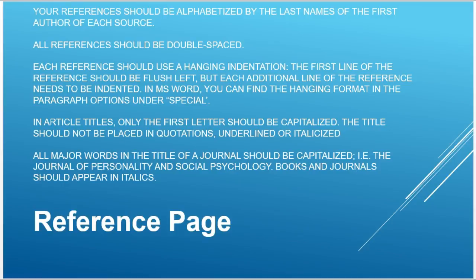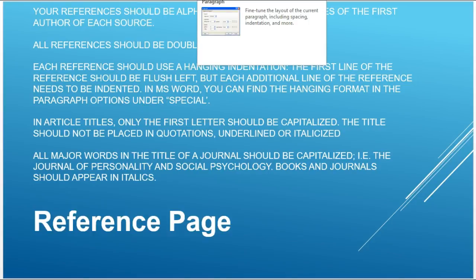If you're not familiar with hanging indentation, again, that's located under that paragraph section in Microsoft Word that you can format. But if you're not able to do this, basically the first line of the reference should be flush left, and each additional line of the reference needs to be indented. In Microsoft Word, you can find that hanging indent format in the paragraph options under Special. So once you click on that small arrow to the right under Paragraph, about midway, mid-center, you'll see something that says Special, and if you click on that, you can click on hanging indentation.